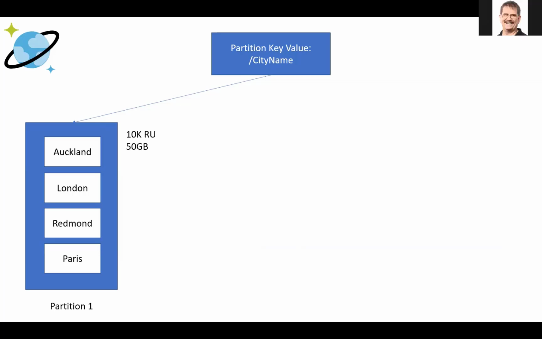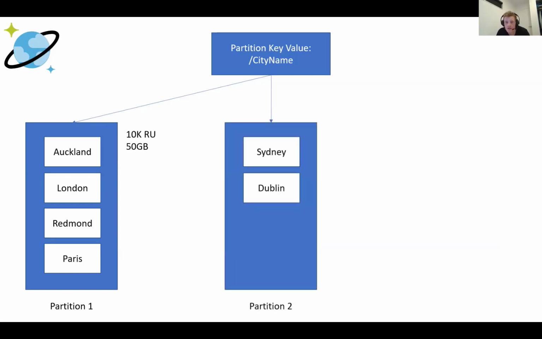For physical partitions, we're also limited by the amount of storage. Each physical partition can store up to 50 gigs of data. If you reach that 50 gig limit and go over it, another physical partition will be created for you. There's no limit to the amount of physical partitions that our containers can have. As our data grows and the amount of throughput that we provision grows, Cosmos DB will automatically create new partitions by splitting existing ones without affecting the availability of your application.